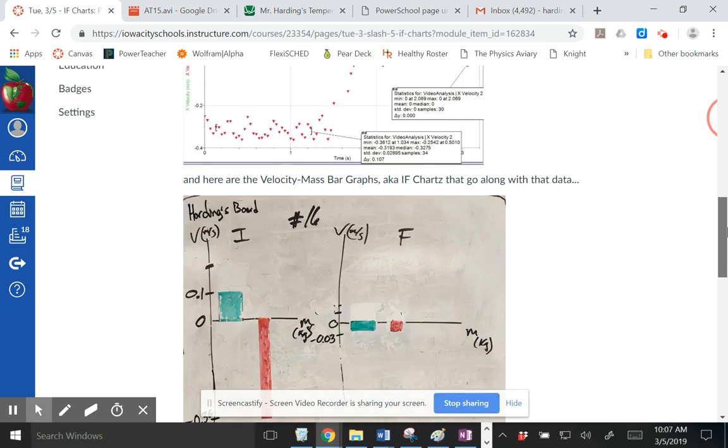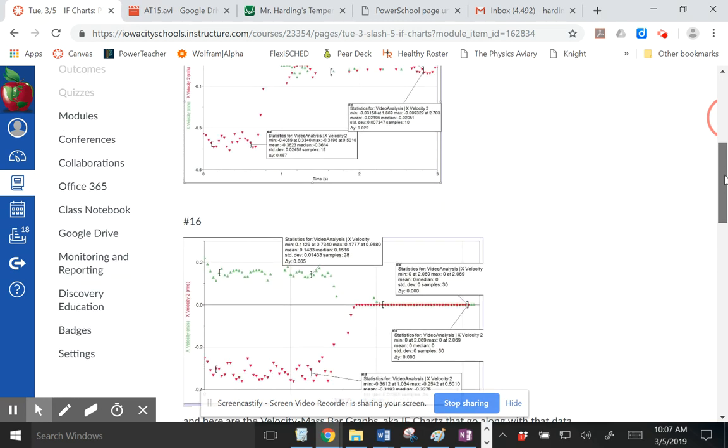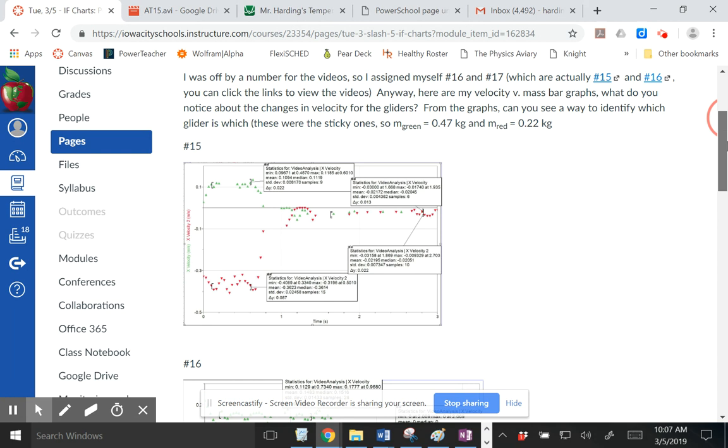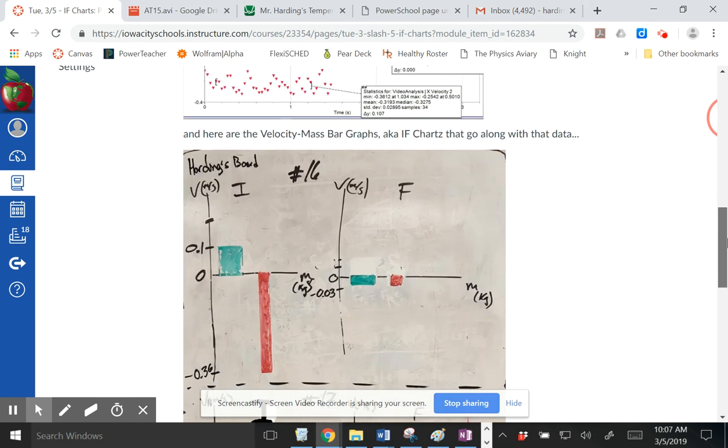And of course, I didn't do an if chart example for that, or did I? Yeah, I did. So this says it's for 16, but it's for the one we just saw, for 15. I know that because they've got a little bit of velocity in the end. They're going negative 0.03 in the end. Initially, the green was going positive 0.1, the red was going negative 0.36.